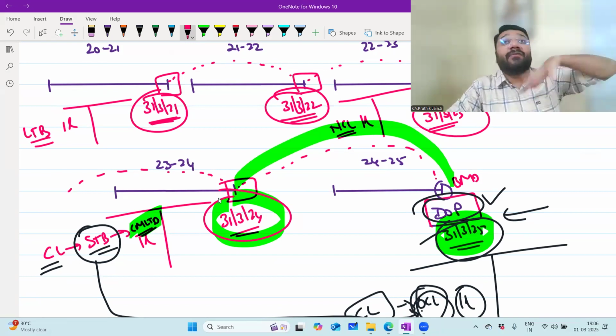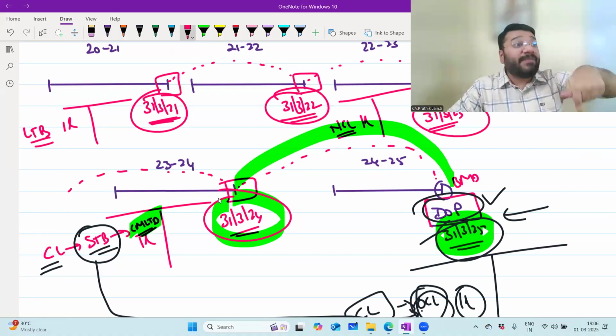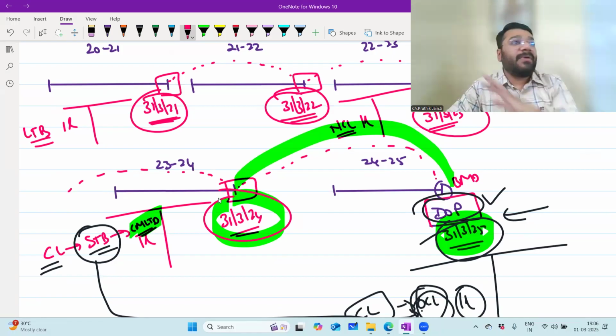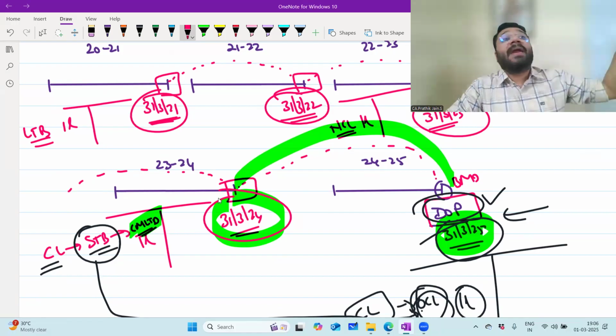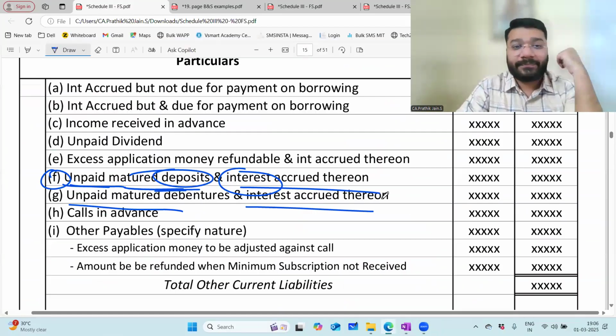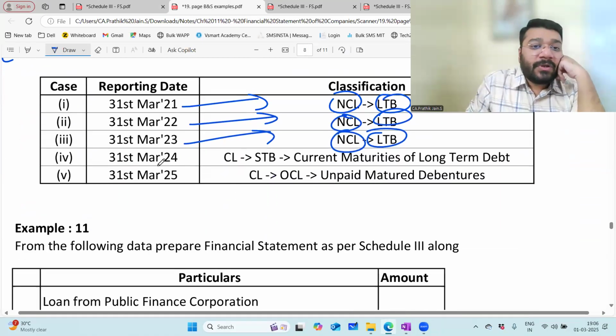Now, in the current year, if you have not made the payment, if it is still outstanding, the due date has come, you have not paid it, still it is unpaid, then I'll reclassify this from short-term borrowing to other current liabilities. Where in other current liabilities? Unpaid matured debentures. Is the logic clear or not clear? Online people, is the logic clear?